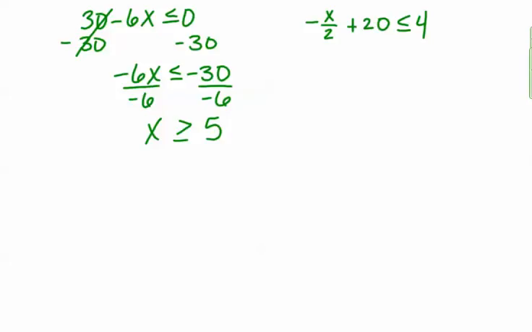Let's look at the next inequality. You can think of this a couple different ways. You could think of that as -1/2 times x plus 20. Or you could think of that as x over -2. The net result solving the inequality will be the same. So we're going to use our basic steps, our inverse operations, to try to isolate our variable.